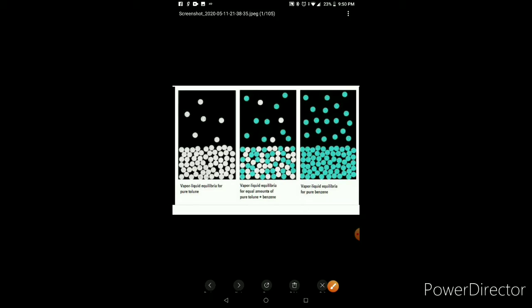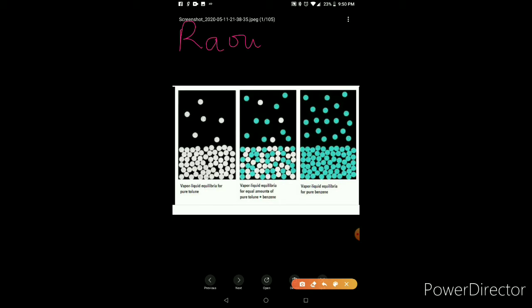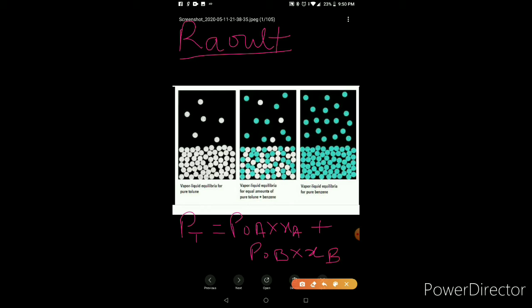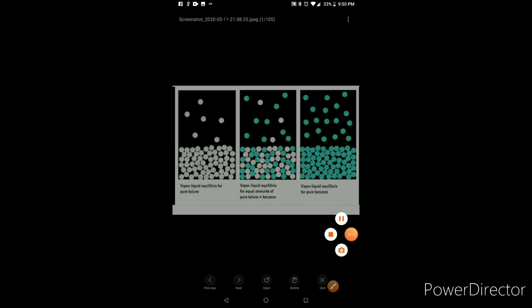That means the total pressure. Now this is Raoult's law. So what did Raoult say? Raoult said that when we mix two miscible liquids, the total pressure, P total, is equal to P naught A into XA plus P naught B into XB. That is, the partial pressure of A component plus the partial pressure of B component.